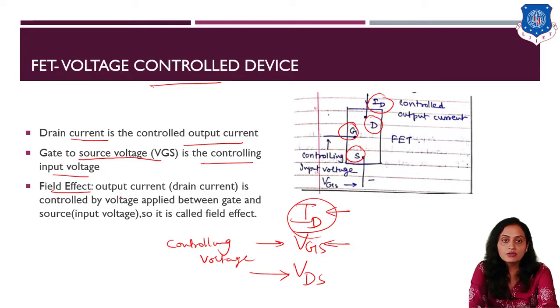Now why is it called the field effect? Output current, that is the drain current, is controlled by the voltage applied between gate and source. That is the input voltage. That is why it is called the field effect. So output current is controlled by the field applied between the gate and source. So from this the name field effect transistor comes.